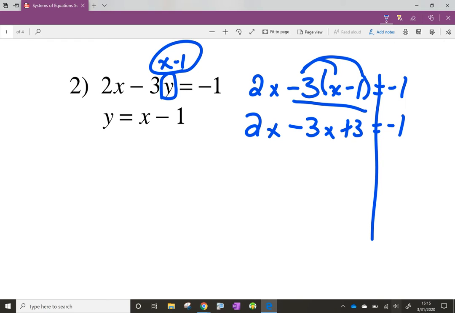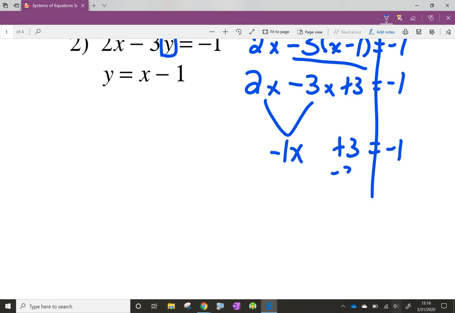Just like the last problem, we have two x terms to combine. Remember, you're not doing opposite operations. You're not doing something like this. This is a bad thing. All we're doing is sticking them together. We have 2 minus 3. What is 2 minus 3? 2 minus 3 is negative 1. So negative 1x, and we bring down the plus 3, bring down the negative 1.